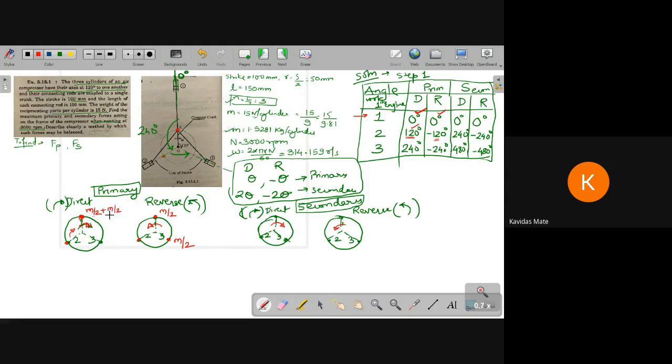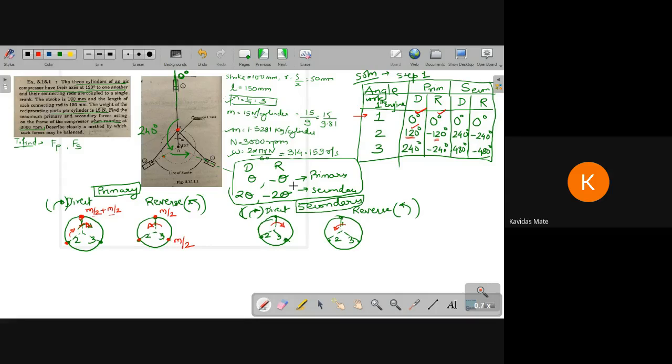So this is for the first engine, this is for the second engine. For reverse, ideally it should be located over here, but since it is in this direction, we need to move it by an angle of 120 degrees. So in this direction, if we move it by 120 degrees, the mass gets displaced from point number 2 to point number 3 over here.